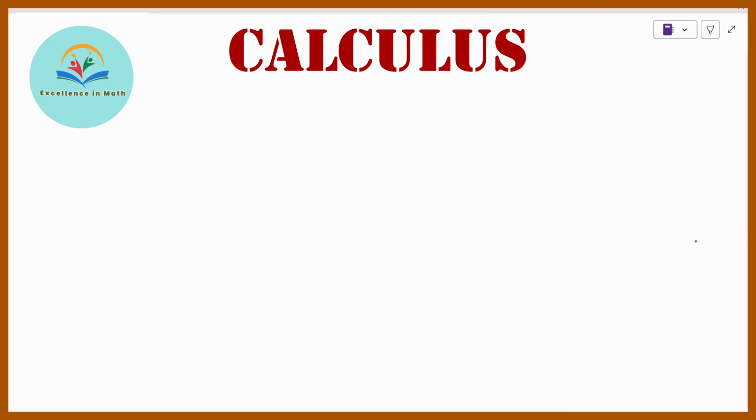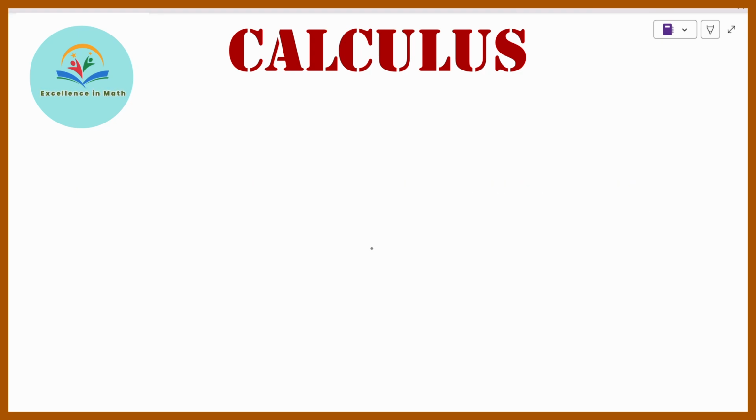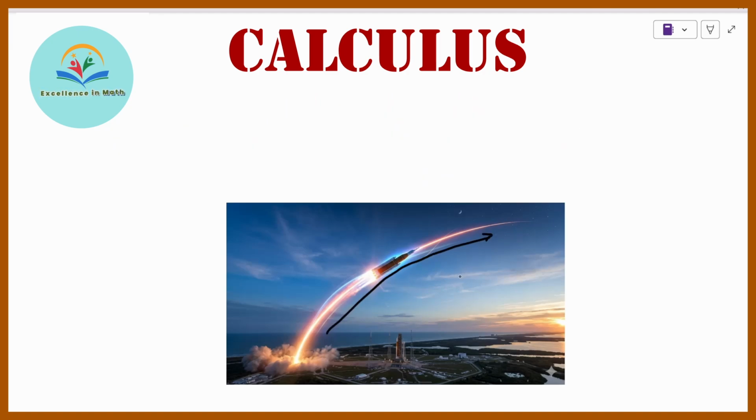This brings us to step 2, that is continuity. While the limit helps us to predict, continuity ensures the rocket does not teleport or disappear. For our math to work, the rocket's path must be continuous. In the real world, the rocket does not vanish and reappear 10 miles higher. There are no gaps in its journey.